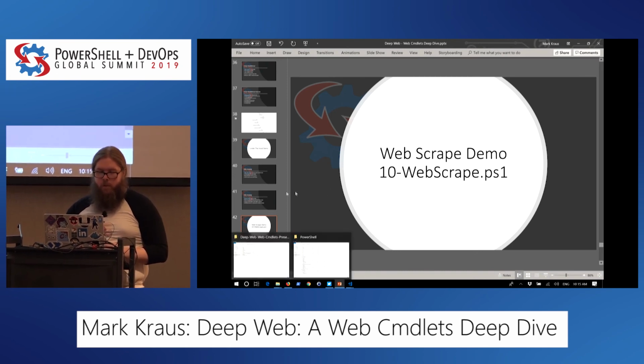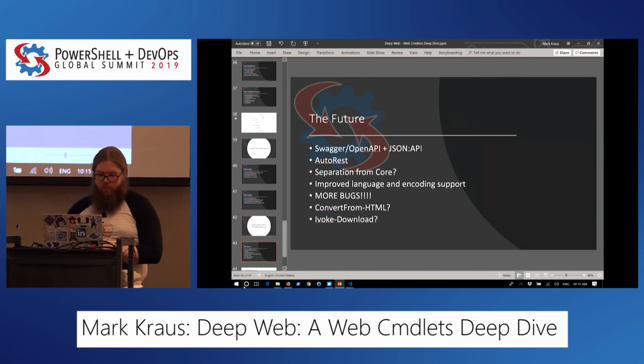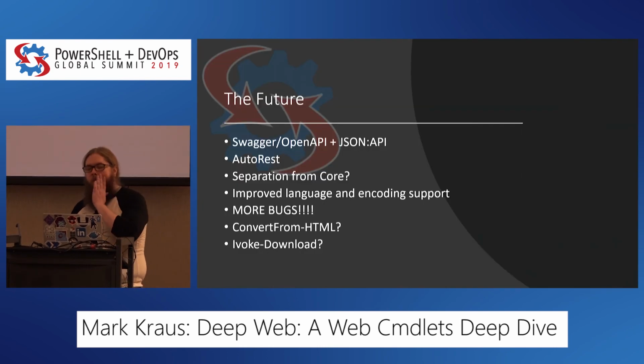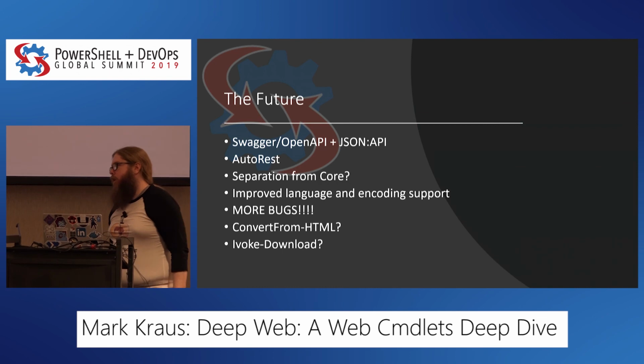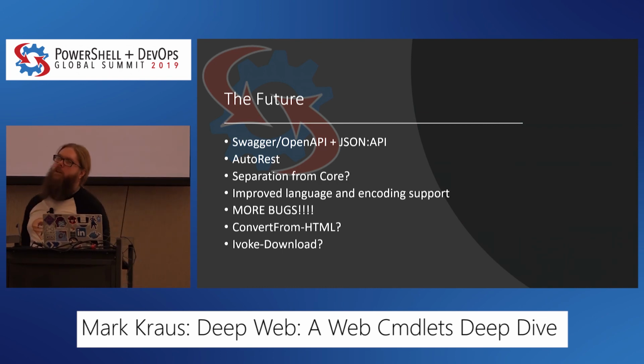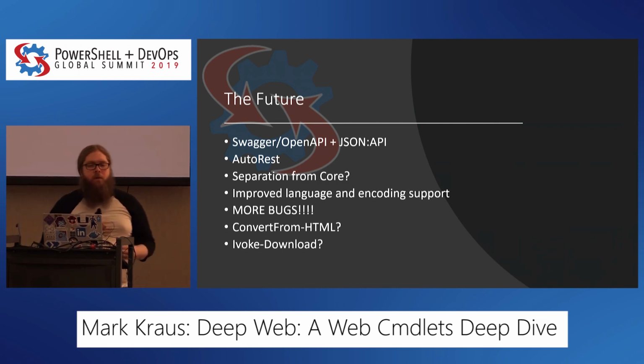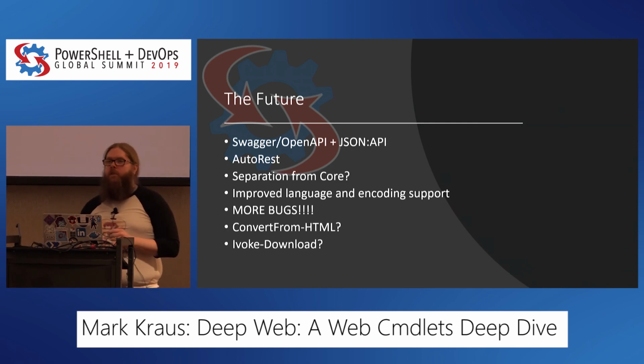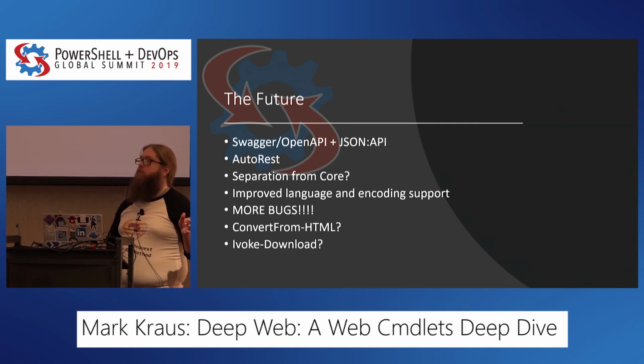So I'm doing way better on time than I thought I would. So where are we going then? What does the future of the web cmdlets look like? What kind of plans do we have? So first of all, Swagger / OpenAPI, whichever one you call it, they're the same thing. If you're confused about that, they are the exact same thing.